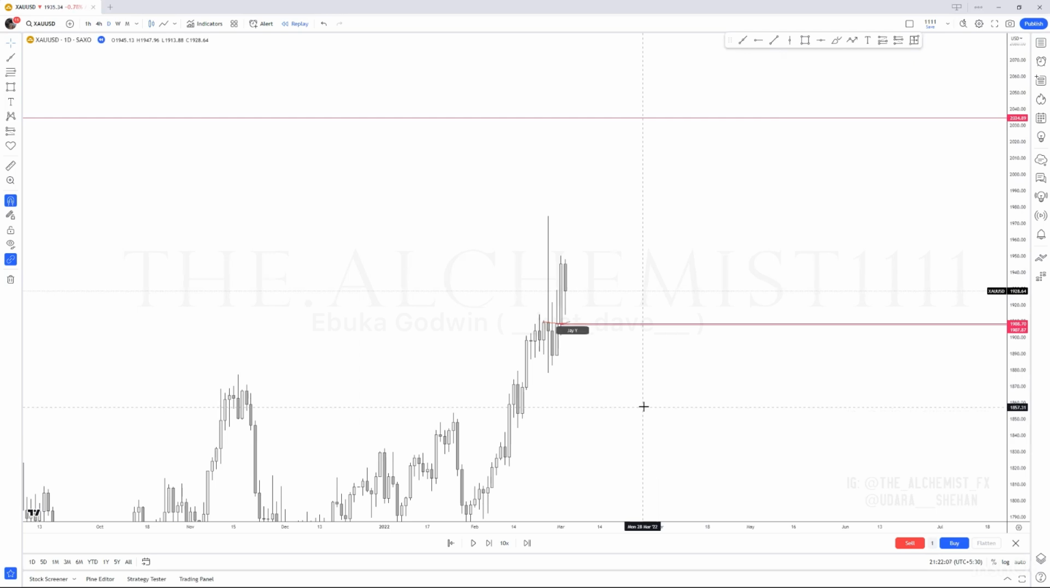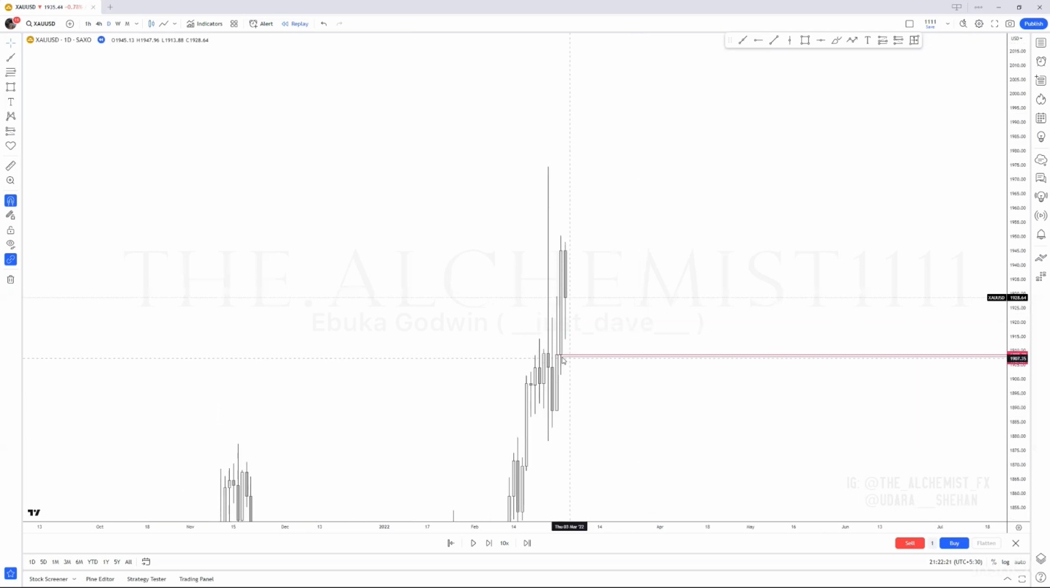My question is, because we use this level as a rejection for the daily bullish storyline, can we use it as a support to buy from once again as well? Yes, we can use that. No problem. If it comes there, we can use that.